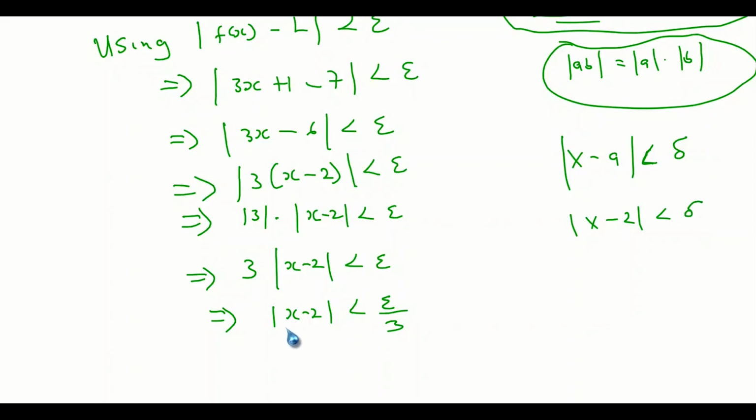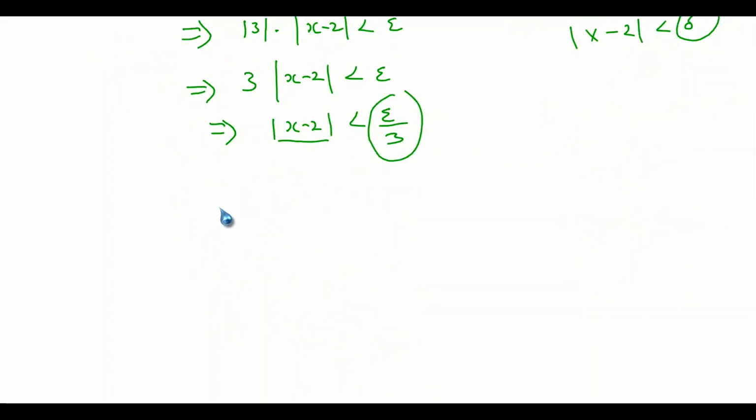So it means that this x minus 2 is less than delta, and this one too is less than delta. If you compare them, you see that this delta here is equal to epsilon over 3. So that means I can choose my delta. Let me go like this.